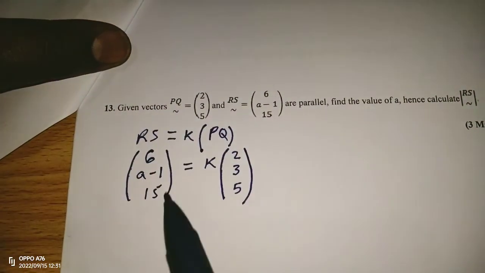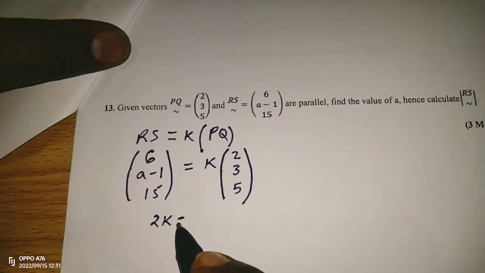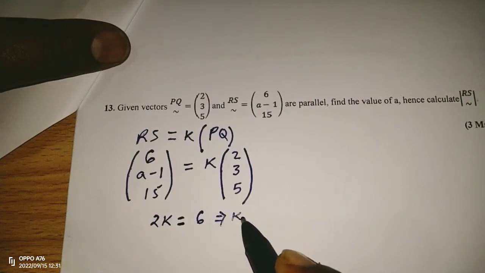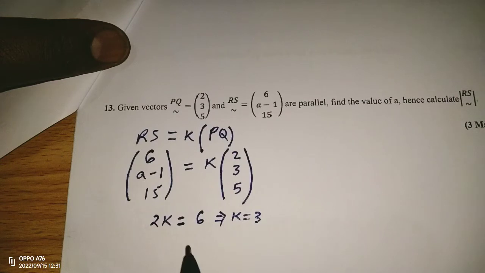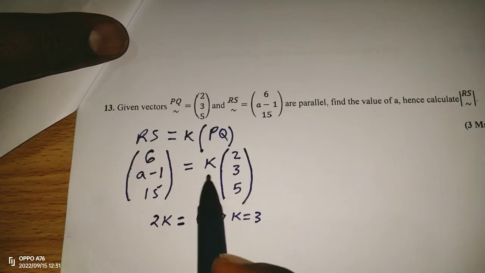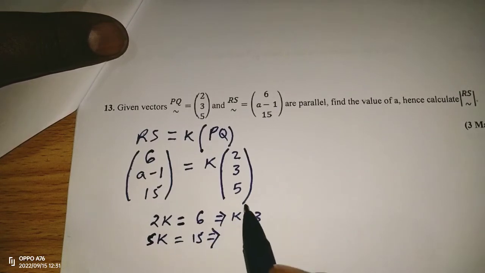So now we can conclude that 2K is equal to 6, which means K is equal to 3. We can also confirm this with another component which has already been provided, the z dimension, which is 5. 5K equals 15, and this confirms that the scalar multiple, which is multiplying vector PQ to give us RS, is 3.